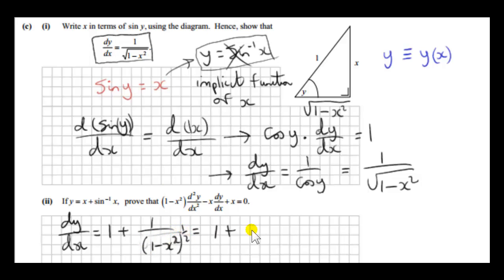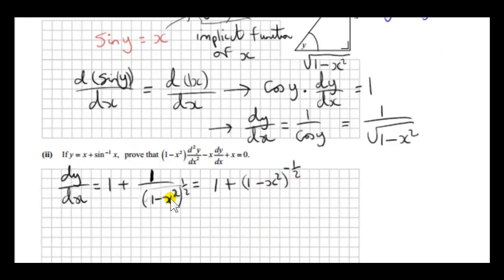And that's 1 over (1 minus x squared) to the power of a half, which is (1 minus x squared) to the power of minus a half. Okay, we just have 1 on top. You could use the quotient rule to differentiate this, but I'm not going to do that. Since we just have a number on top, I'm going to write it like this and use the chain rule.